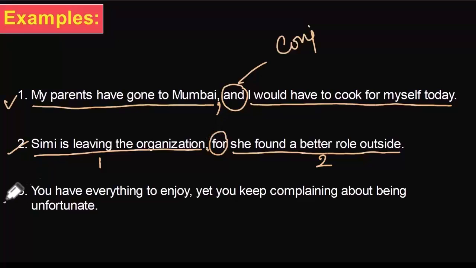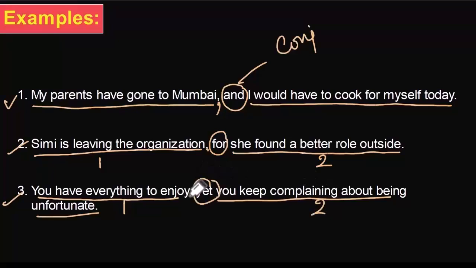Since both these clauses are closely connected to each other, we are bringing them together. All right, another example. You have everything to enjoy, yet you keep complaining about being unfortunate. So you have everything to enjoy. Yet in spite of that, you keep complaining about being unfortunate. You shouldn't do that. So again, we're adding two independent clauses with a coordinating conjunction, and we're using a comma before the conjunction. Okay. Both these sentences are related to each other.